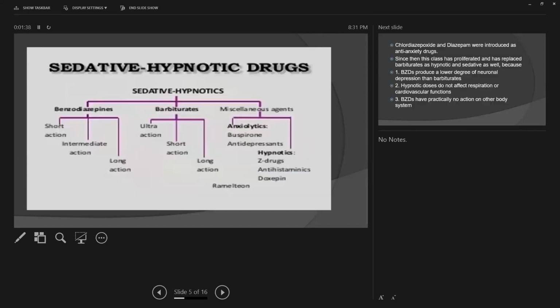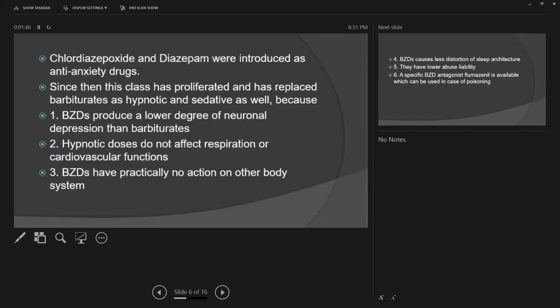This is the classification. Benzodiazepines, barbiturates, and miscellaneous agents come under sedatives and hypnotics. Chlordiazepoxide and diazepam were introduced as anti-anxiety drugs. Since then, this class has proliferated and has replaced barbiturates as hypnotics and sedatives as well, because benzodiazepines produce a lower degree of neuronal depression than barbiturates. Hypnotic doses do not affect respiration or cardiovascular functions.